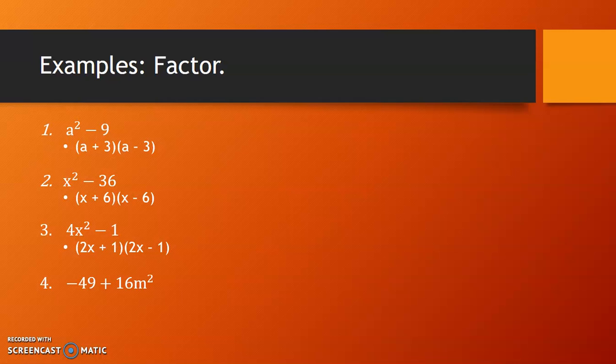Now this one is just written backwards from all the others. You've got the negative 49 first, plus 16m squared. If you need to rewrite it so that it says 16m squared minus 49, I would go ahead and do that, especially when you're trying to factor it. We usually want the letter to be on the first term. So the square root of 16m squared would be 4m, and then the square root of 49 would be 7. So we have 4m plus 7 and 4m minus 7.